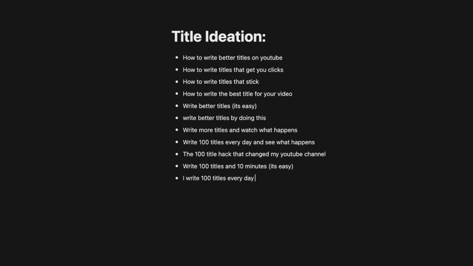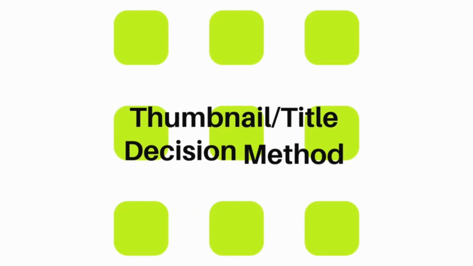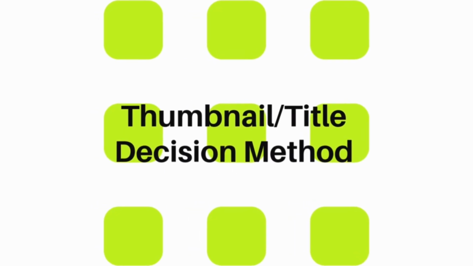By the end of this video, you'll know how to generate 100 title options without overthinking, how to narrow down those to a top 10 fast, and then how to choose the final title using a simple title and thumbnail decision method that I've been using for years. And the fun part is you can repeat this for every upload.